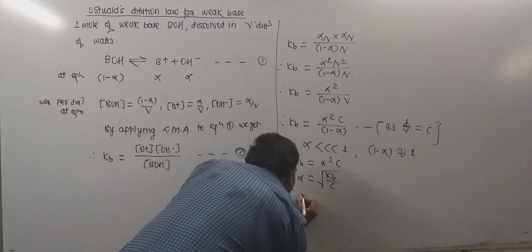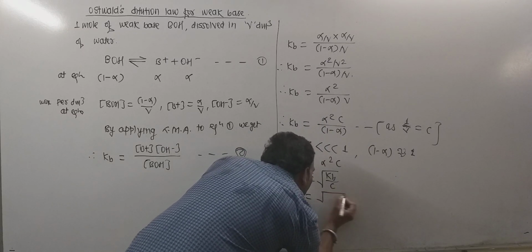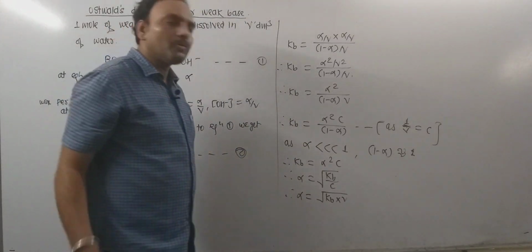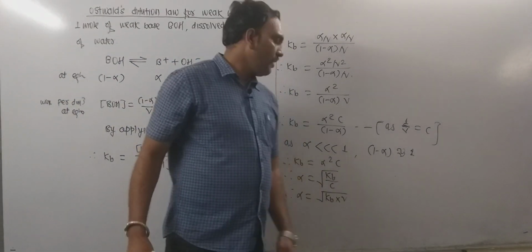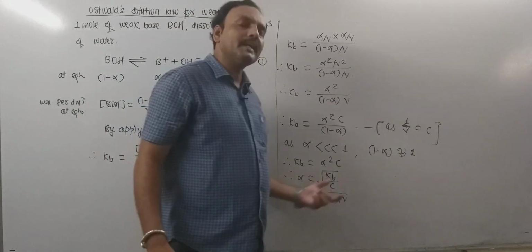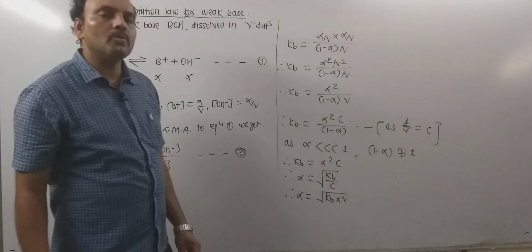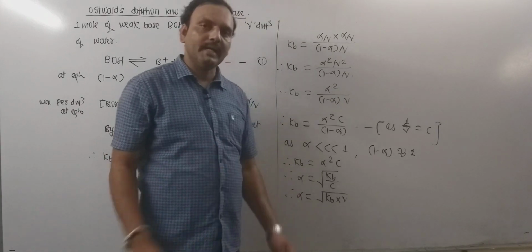Thus this can also be given as alpha is equal to under root of Kb into V, as C is equal to 1 by V. So one can say that the degree of dissociation of weak base is directly proportional to the square root of its dilution.